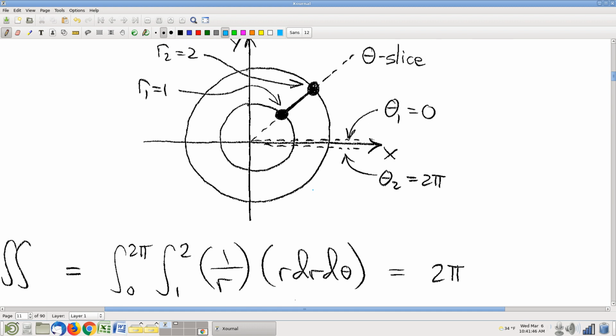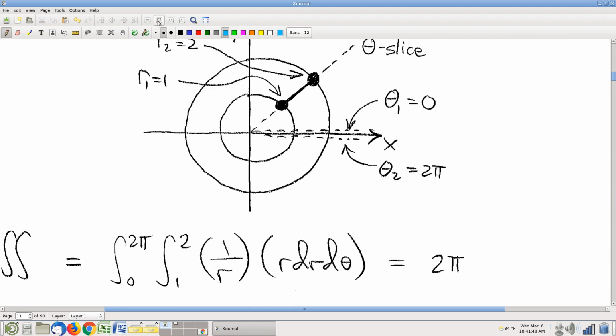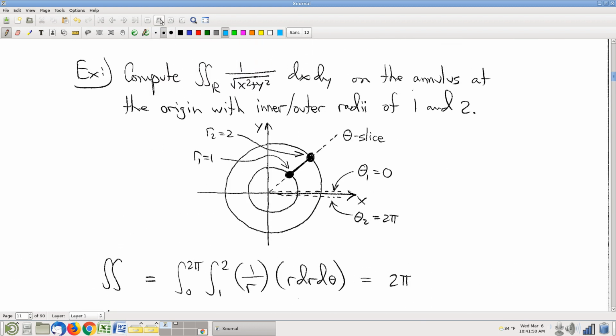Okay. And don't forget, of course, that there's your dA. There's your area element, right? R dr d theta. Don't forget the R. And again, if you write it down like I did here, R dr d theta as a single thing, you kind of can't possibly forget.